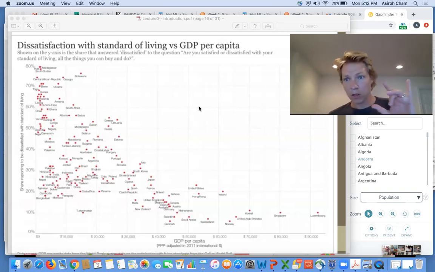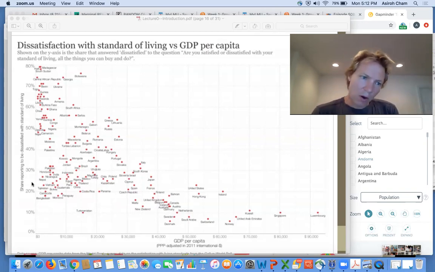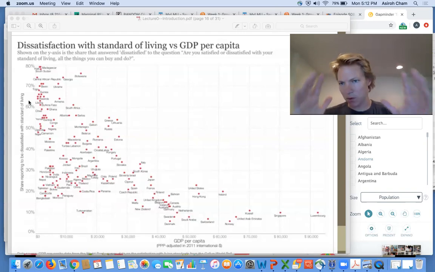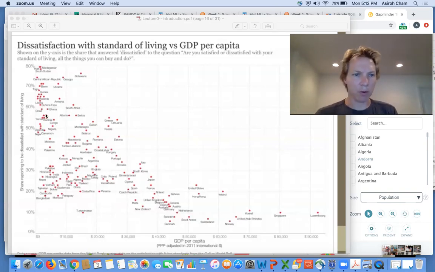All right. So if you look at this, on the y-axis here, we have the share reporting to be dissatisfied with the standard of living. Again, dissatisfied with their circumstances. You kind of want to think about it like that. And on the x-axis, we have GDP per capita, income per person. And in general, as countries get richer, the people are more satisfied with their standard of living. It's roughly a linear relationship.